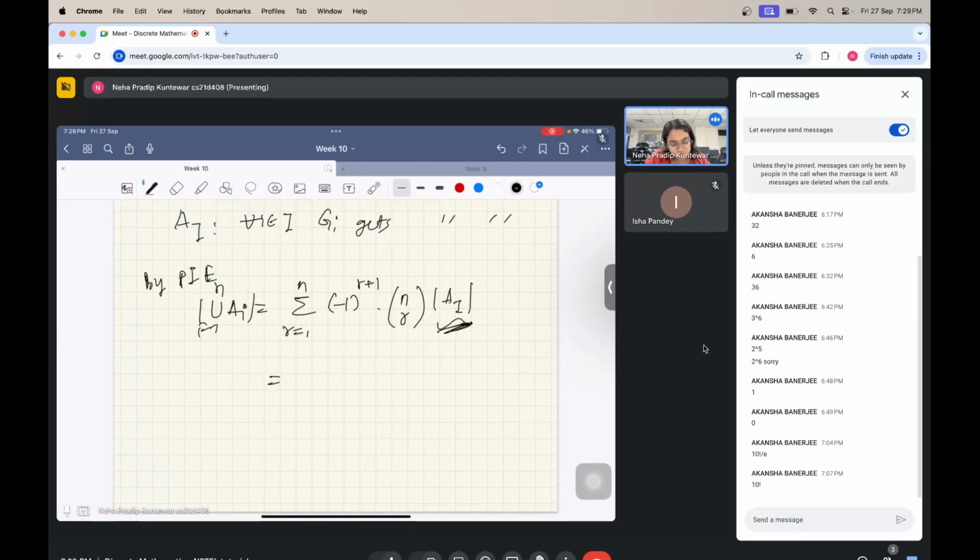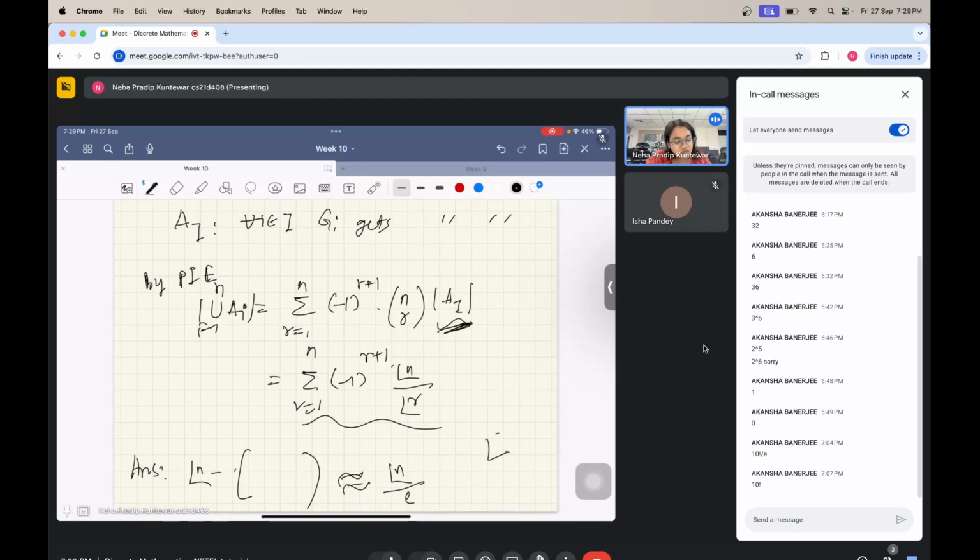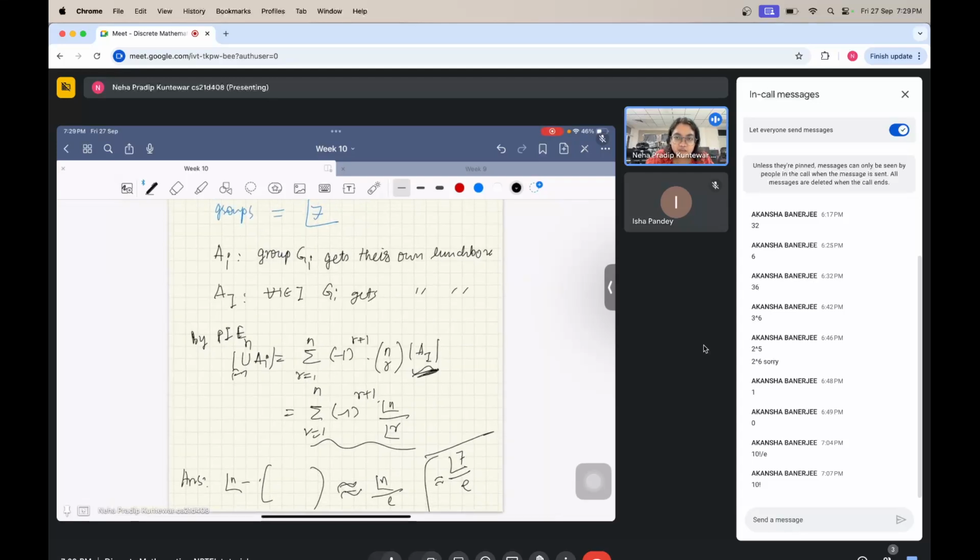So again this turns out to be summation R is 1 to n minus 1 to the R plus 1 n choose R n minus R factorial, and this n minus R factorial cancels out, and you are left with n factorial by R factorial. So essentially the answer that you are looking for will be n factorial minus this term here, and that happens to be n factorial by E. This is approximately, and n for us here is 7, so the answer for us would be approximately 7 factorial over E.